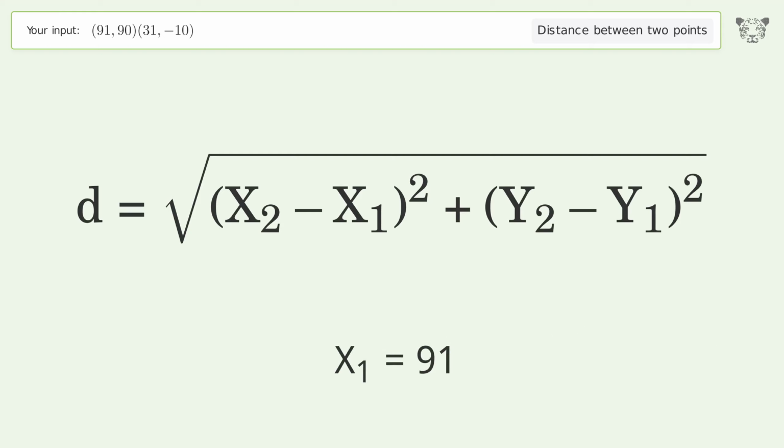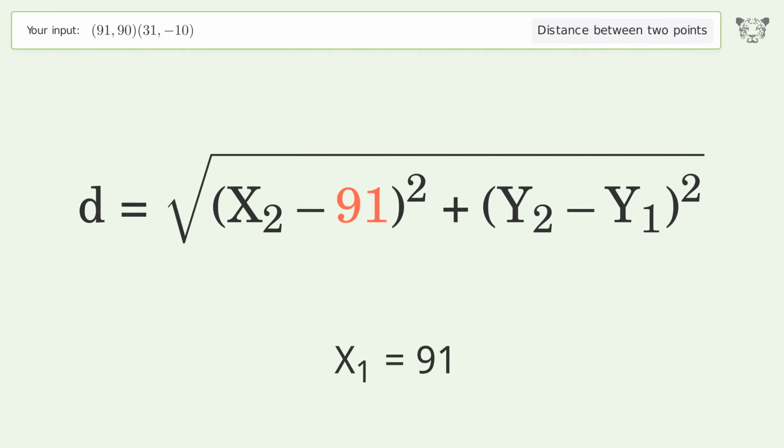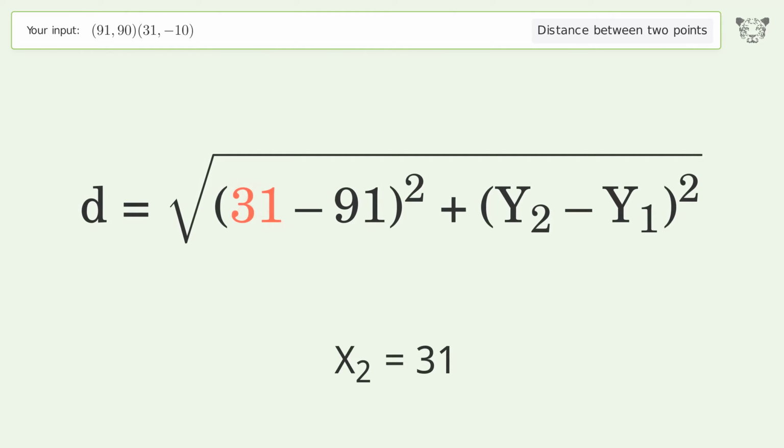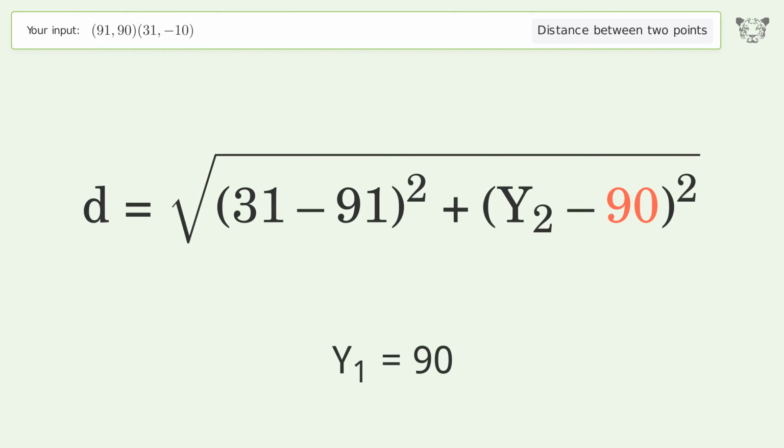x1 equals 91. x2 equals 31. y1 equals 90. y2 equals -10.